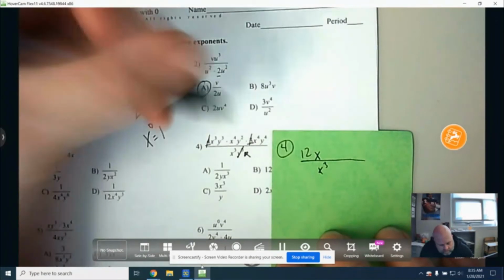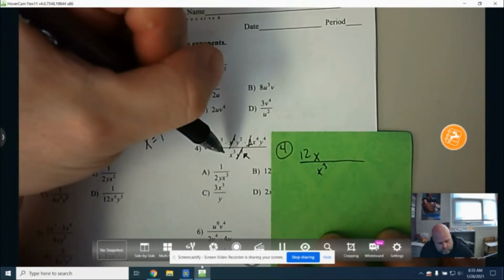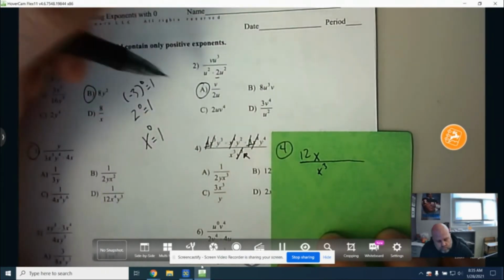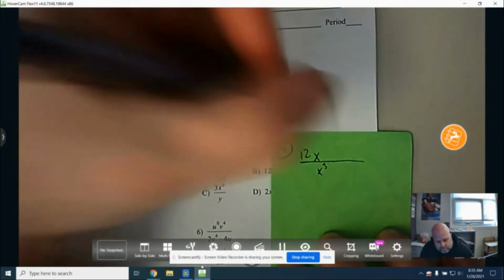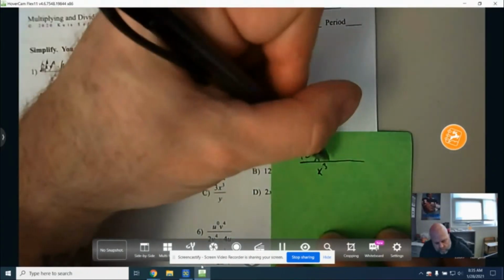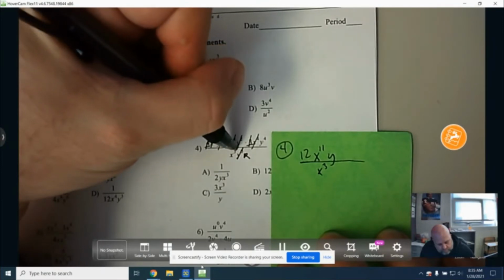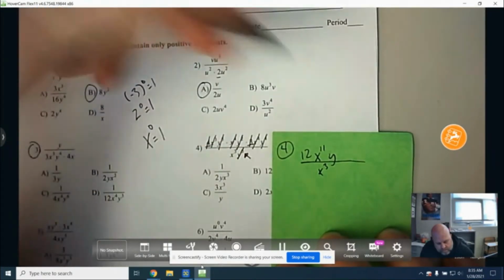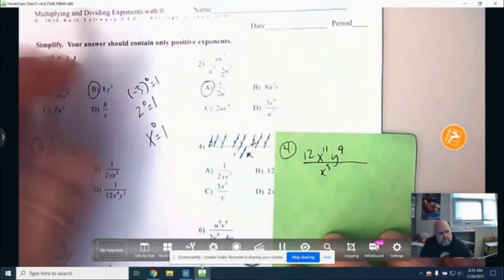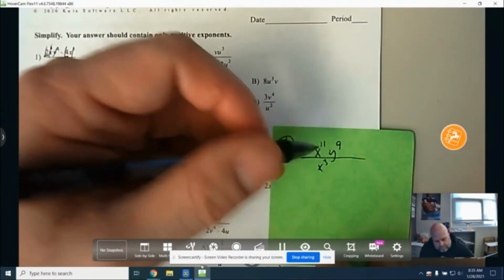I'm going to put down an x. I've got 3 plus 4 plus 4. So 3 plus 4 is 7, plus 4 is 11. Okay, then I see I have y's. So I have 3 plus 2 is 5, plus 4 is 9. Okay, so we're almost finished, but we're not quite because we do have to now divide.